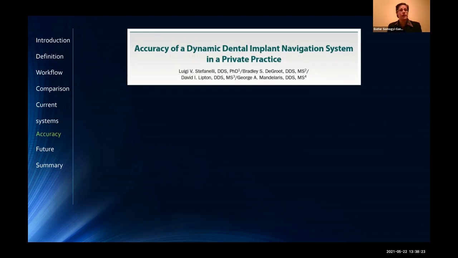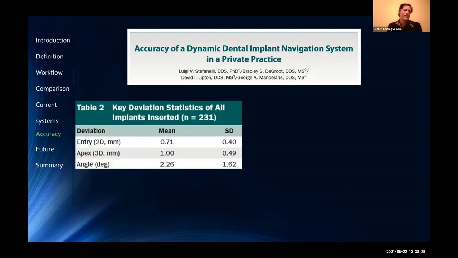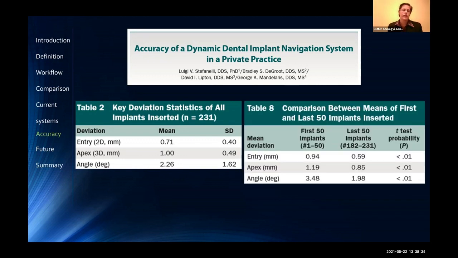This is a paper from Italy by Dr. Stefanelli. He was one of the early adopters of the Navident system, and he found that the deviation, as in errors, are very similar to what I have reported, except that this is on patients. It's about 230 patients. What is interesting, and that's why I put this table here, is that he actually looked at his accuracy for the first 50 implants that he placed and the last 50 implants that he placed. And you can see that his accuracy has actually improved considerably just by getting used to the system. So, as I said, one does not get up in the morning knowing how to place implants virtually or with the dynamic navigation system.